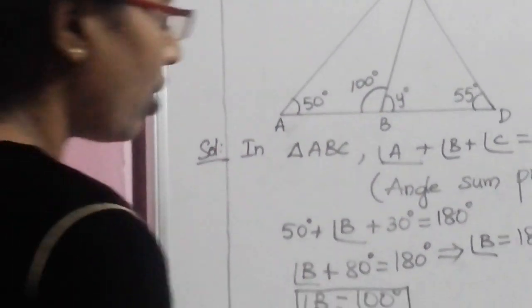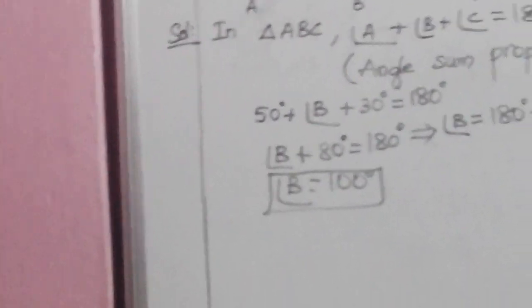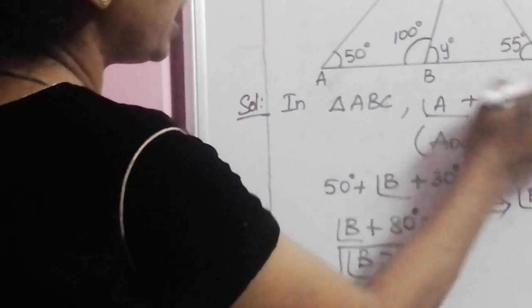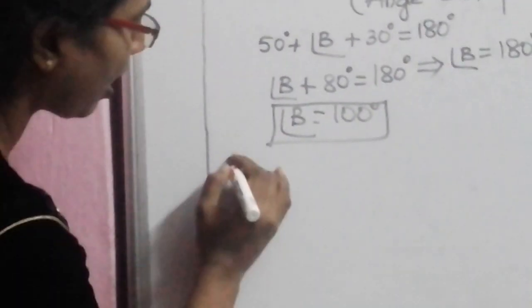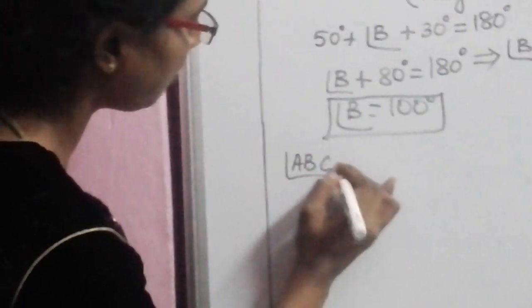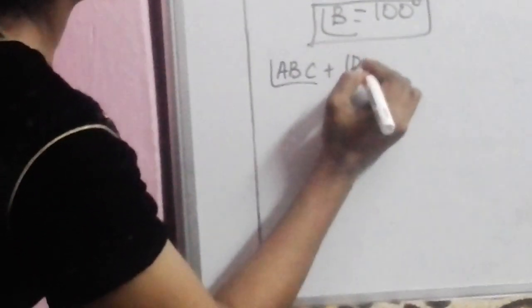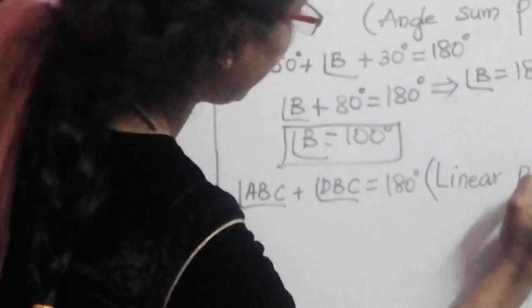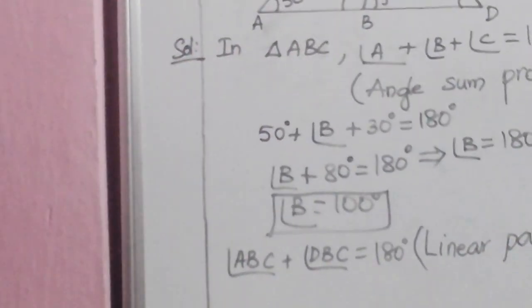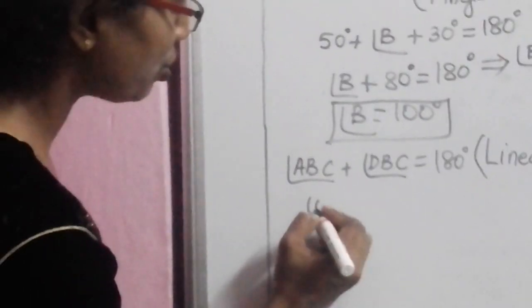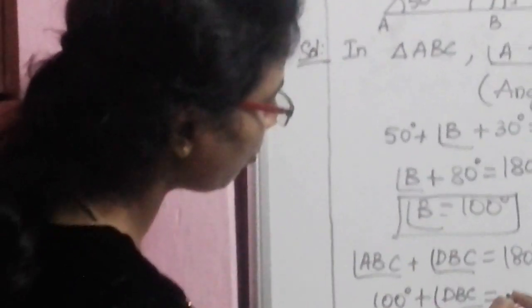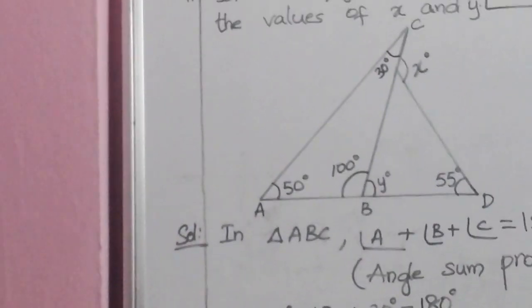Yes? Now what we are going to do? Linear pair we are going to write. Angle ABC plus angle DBC is equal to 180 degrees. What is the reason? Linear pair. So now angle ABC, you know that it is 100 degrees, plus angle DBC, we don't know. So this is equal to 180 degrees.